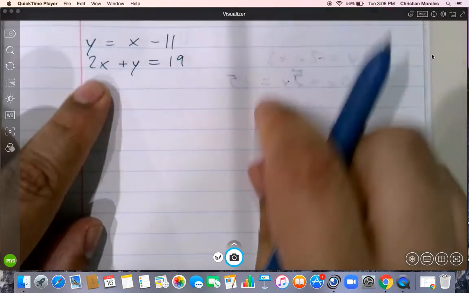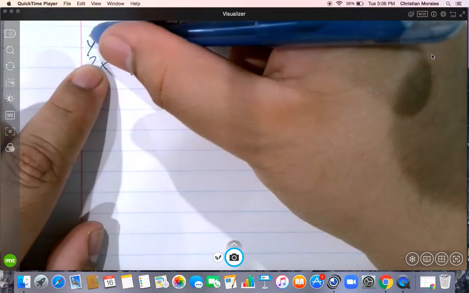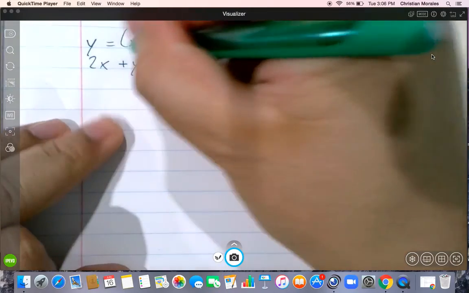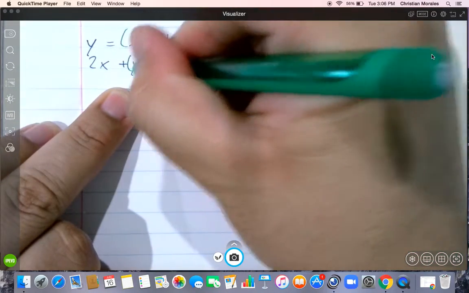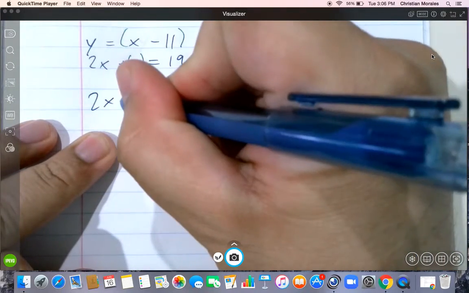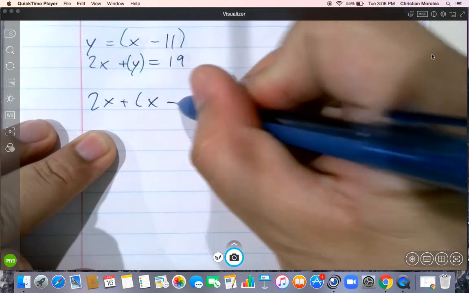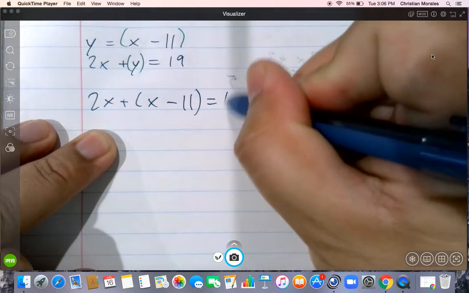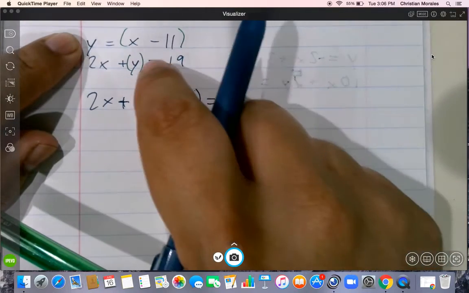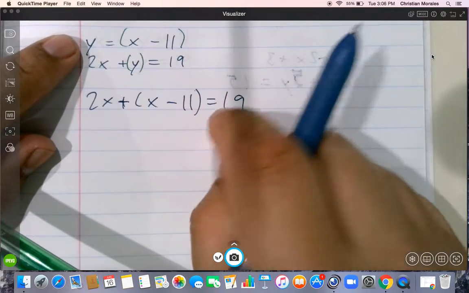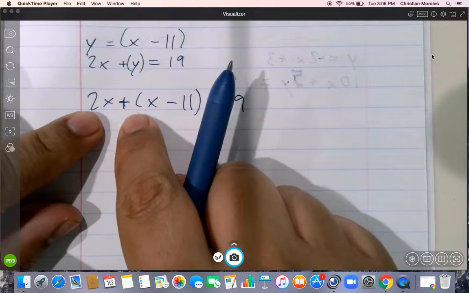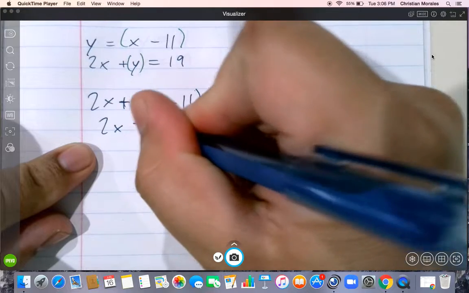Now here, you do the same thing. Okay, this first equation is equal to y, so I'm going to replace the y. This is what y is. I'm going to replace that in here. So it's going to look like this. I'm doing the same thing. I'm taking the y and I'm replacing it in the other equation with what y is equal to. Now, there's no number to multiply, so I could just write that like this.